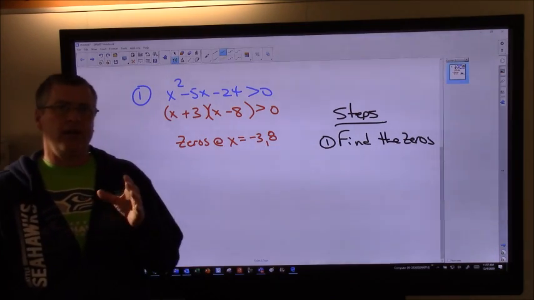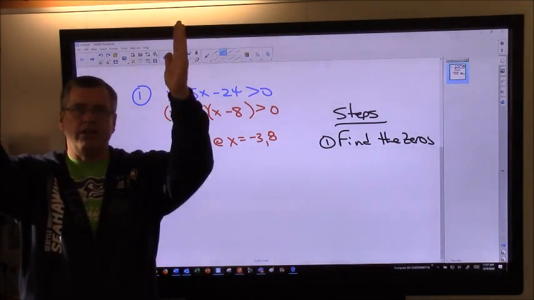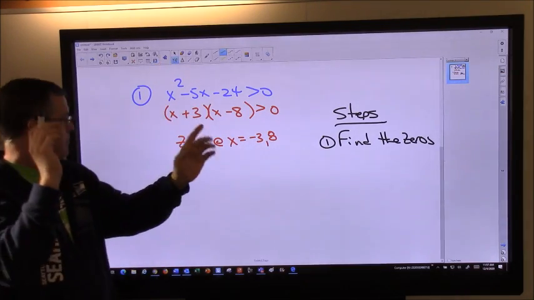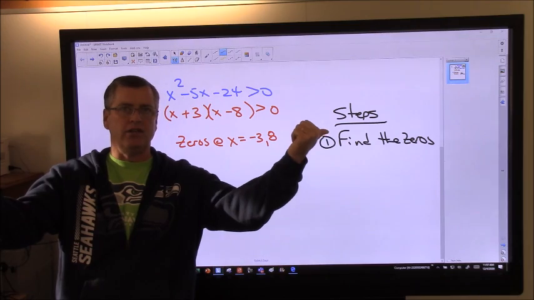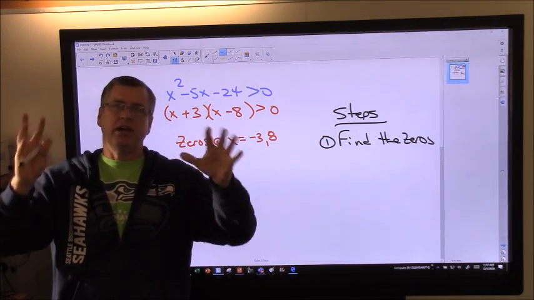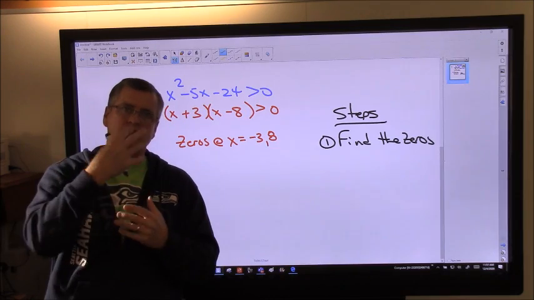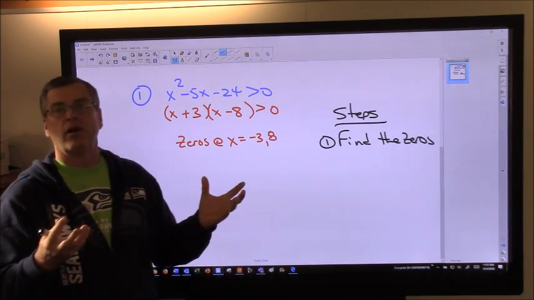Now, I would say right now we should be able to answer this question. If we know the parabola goes like this, it's the areas this side of -3 and this side of 8 where we're above the x-axis, okay? But it's not always that easy. So I want to continue working with this and develop a strategy that we can use for any problem.